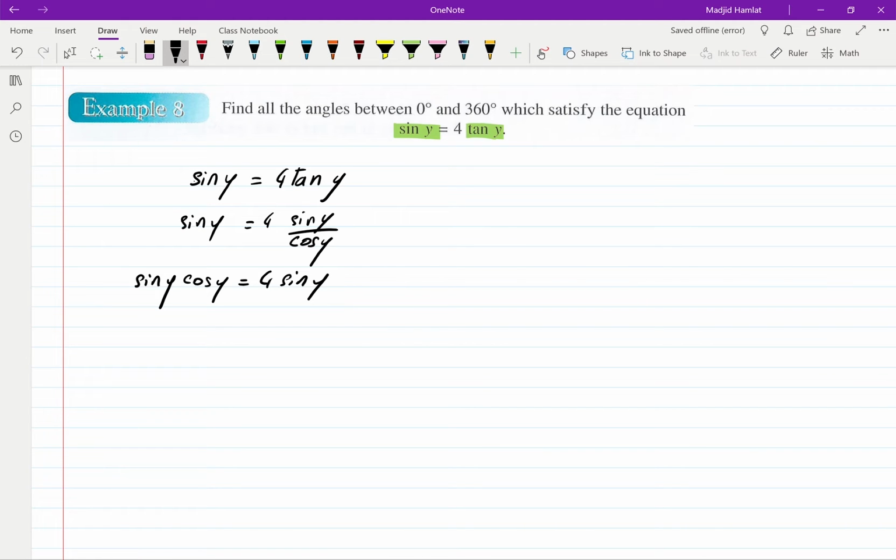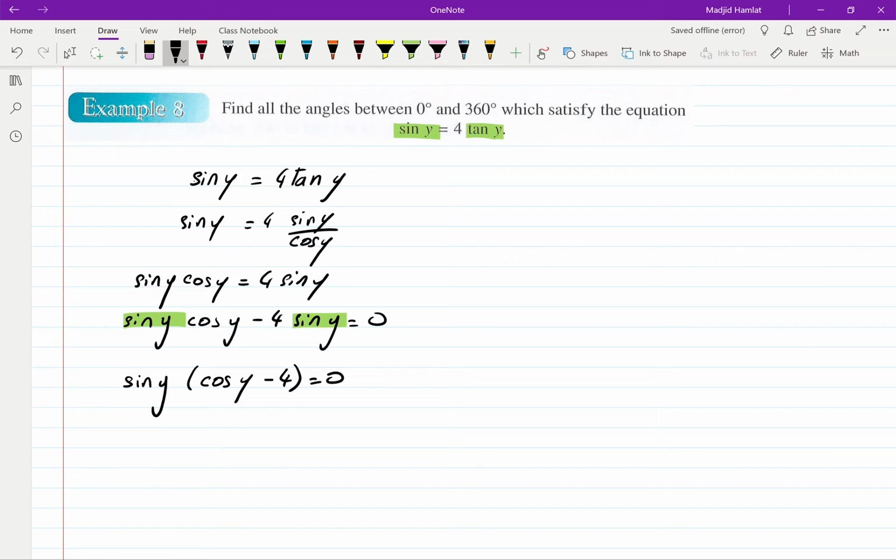Now I cannot divide by sin y because I might miss a solution. So what I'll do instead is put everything on the left side of the equation. On the left side I will get sin y cos y minus 4 sin y. At this point, sin y is a common factor on both terms. So we can factor sin y and write the next step as sin y times cosine y minus 4 equals 0.